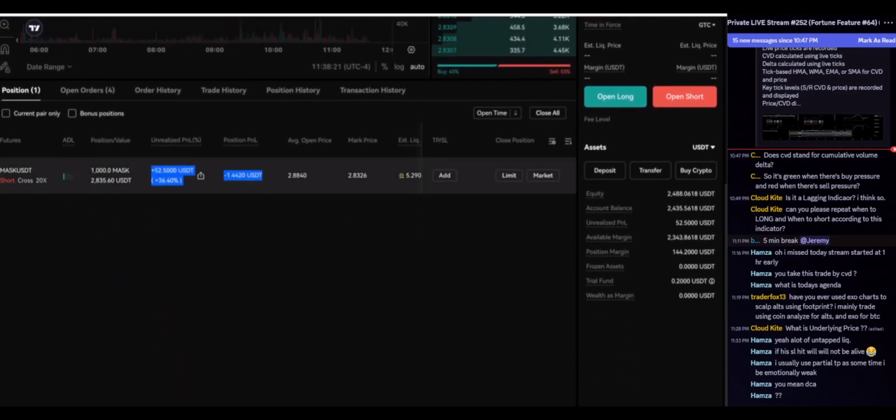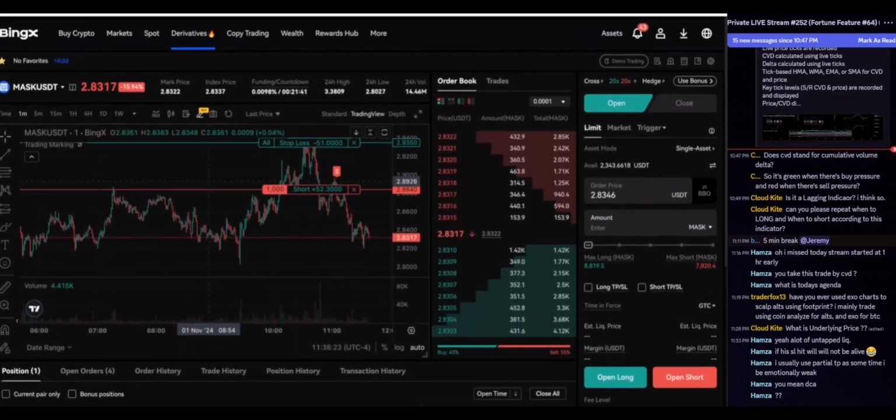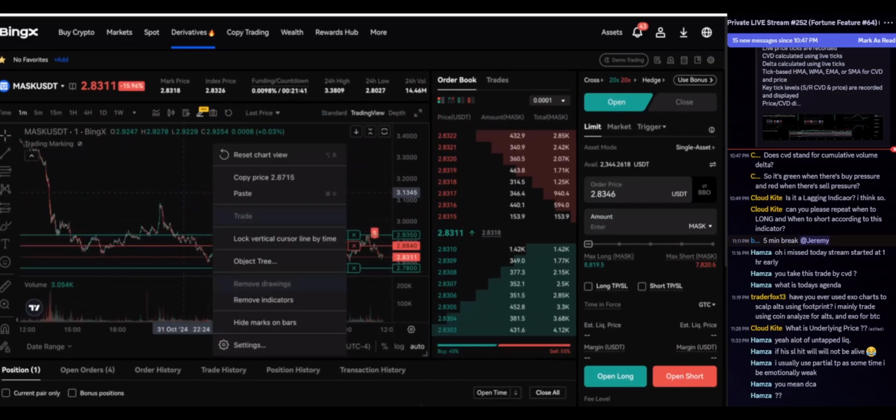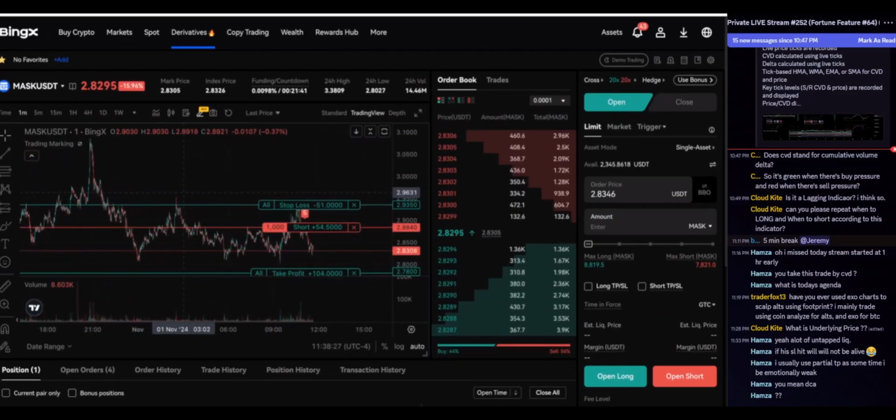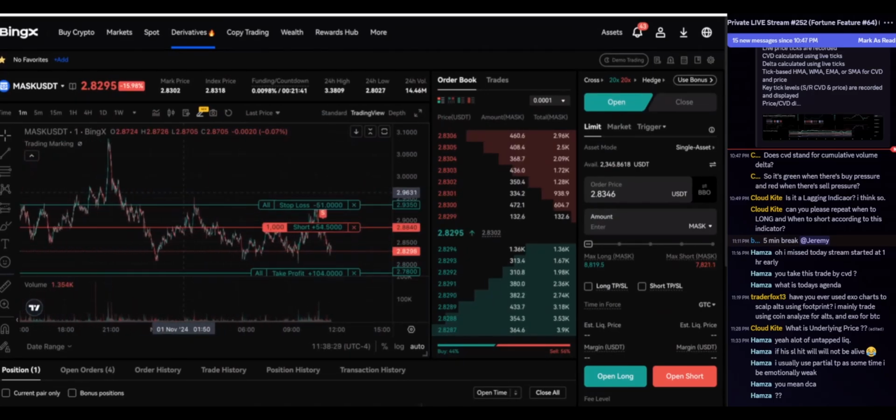So right now, that's what I'm going to do. I promise you, I am going to let either the TP hit or the stop loss. There's nothing for me to do here. There's just no reason for me to do anything.